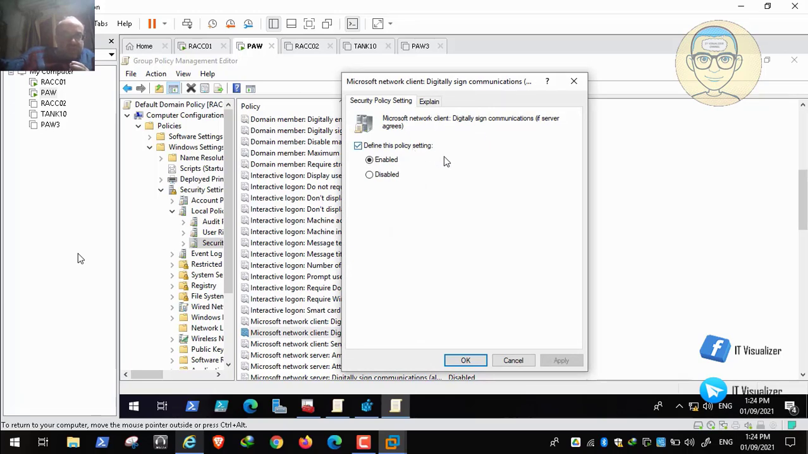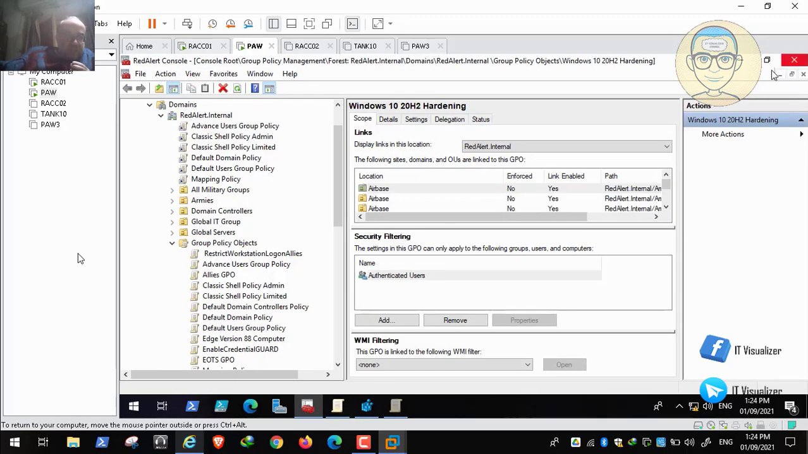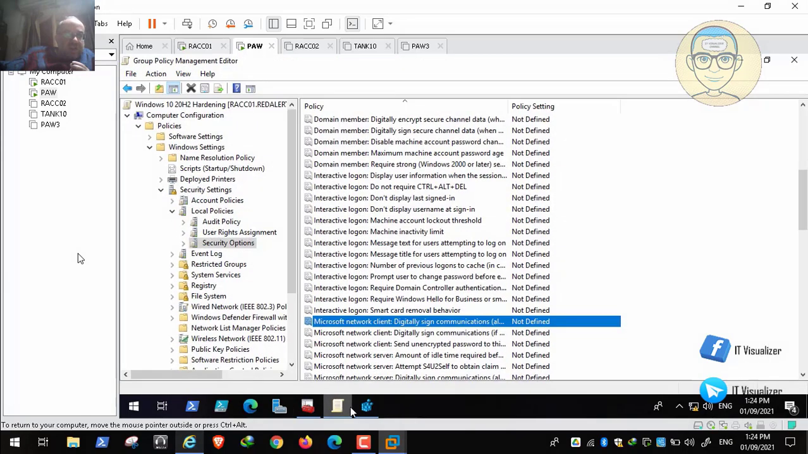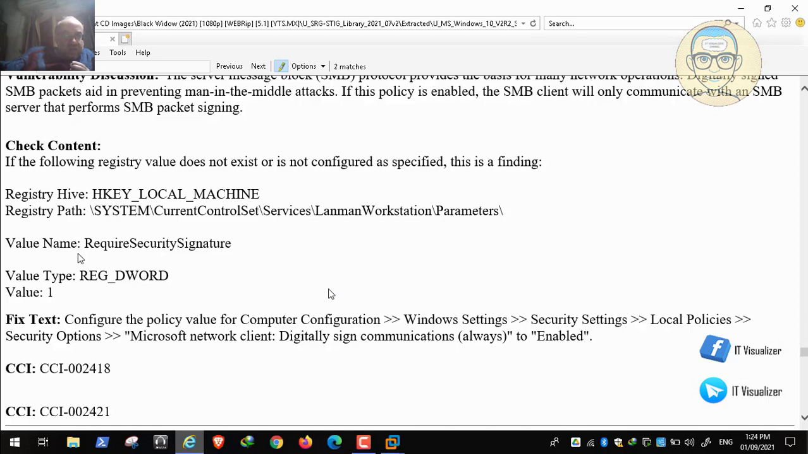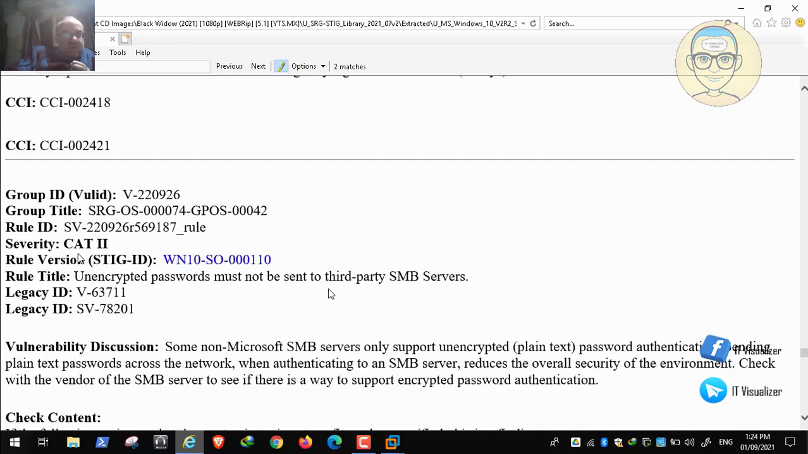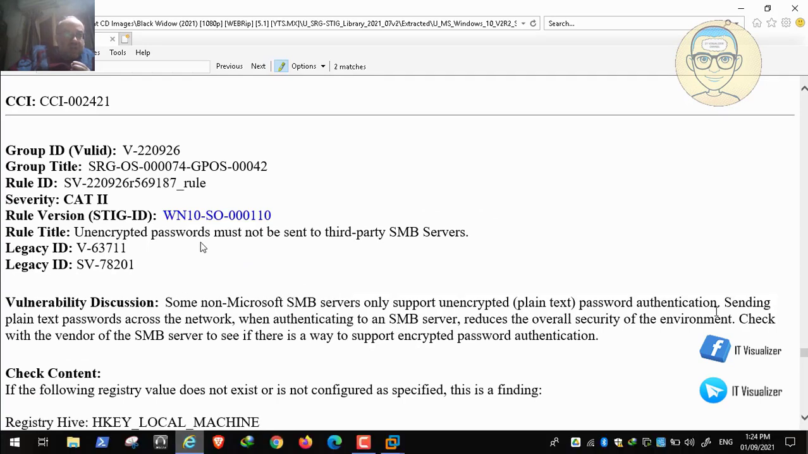Okay, so here we can see that the recommendation is to always sign packets between the SMB client and the SMB server. So this is one of the things we need to take care of. Anyway, so let's see the other one. Here we can see that one other recommendation is that unencrypted passwords must not be sent to third-party SMB servers.